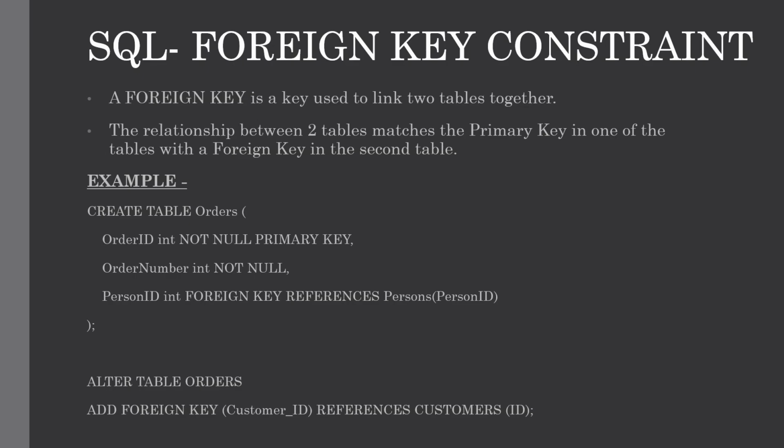A foreign key is a key which is used to link two tables together. It is a field in one table that refers to the primary key in another table. The table containing the foreign key is called the child table, and the table containing the primary key is called the parent table or a reference table. In this given example, the person ID in the orders table is the foreign key which is referencing the primary key person ID in the persons table.